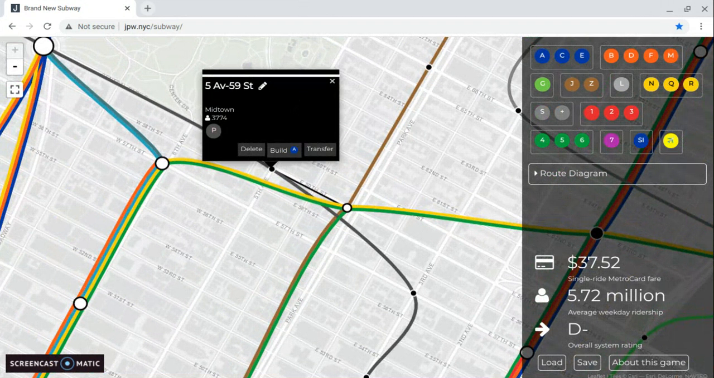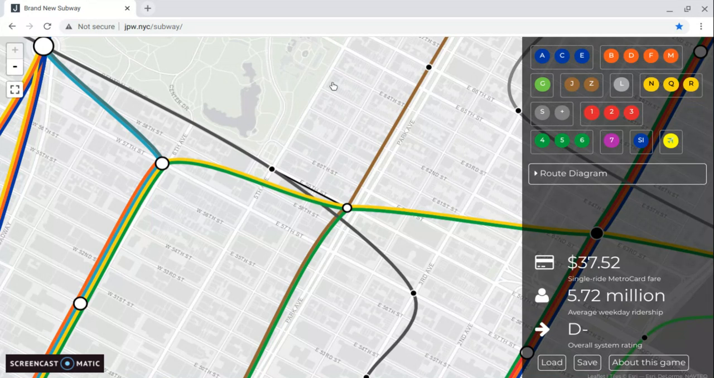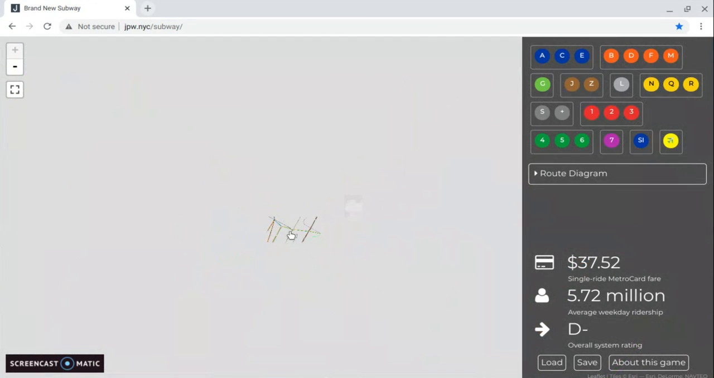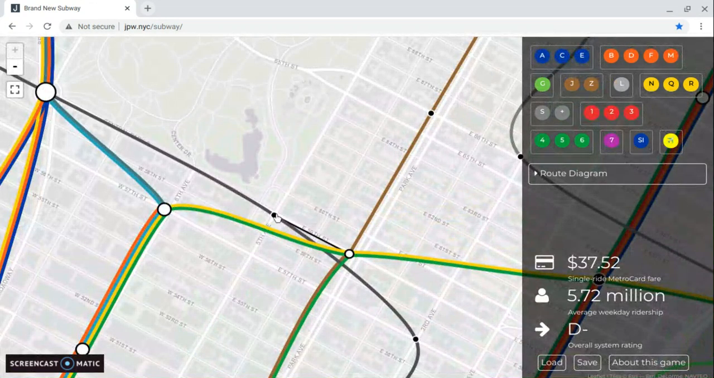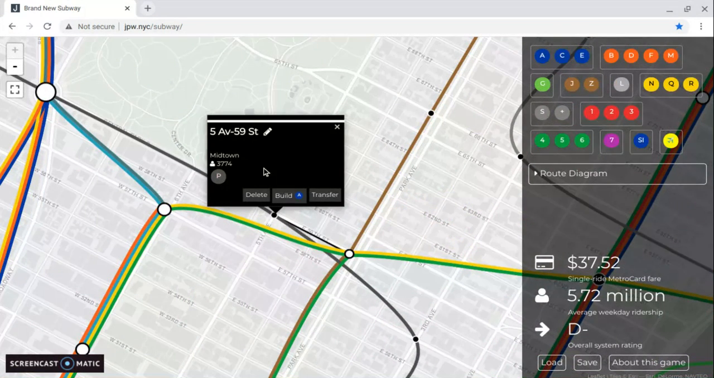For those who are familiar, this is the southeastern corner of Central Park. This is also where the Plaza Hotel is located, and in real life, it is a stop on the N, R, and W. It was a stop on the Q from 2010 until 2016. That was when the W train was brought back.